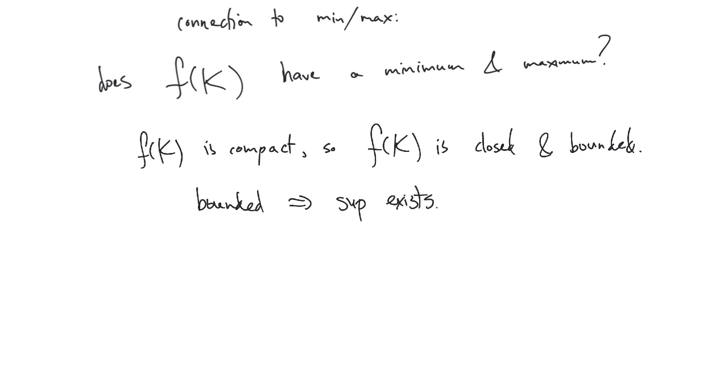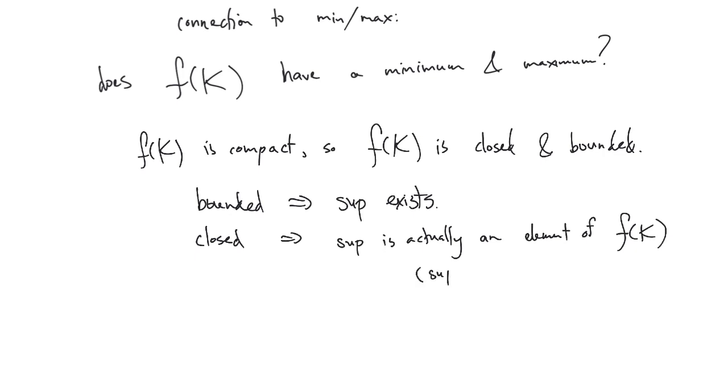Now, the sup is different from a maximum because even if you have an open interval, the sup exists, but it's not a maximum because it's not part of the open interval. So we additionally would like to explain why it is part of the set. But that's because it's closed. Closed means that the sup is actually an element. That's because the sup of a set is automatically a limit point. And therefore, if it's a closed set, then it contains all the limit points. And so that is an element.